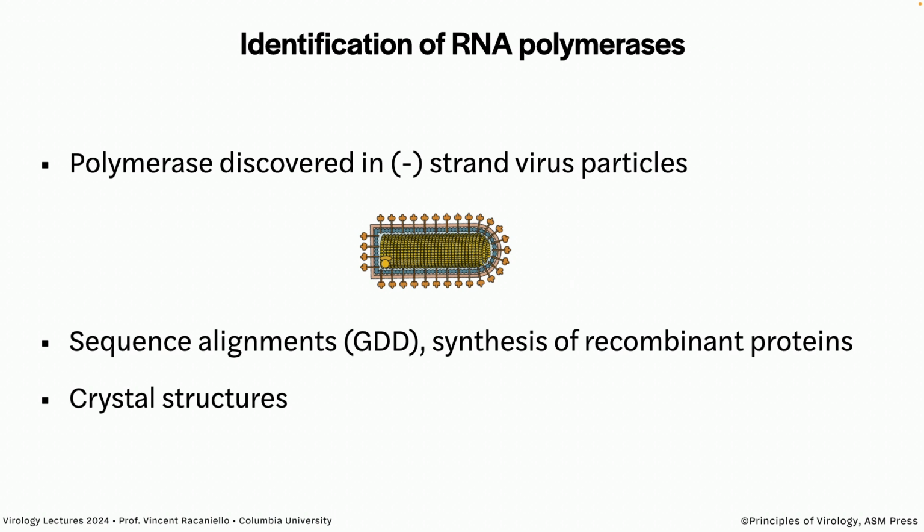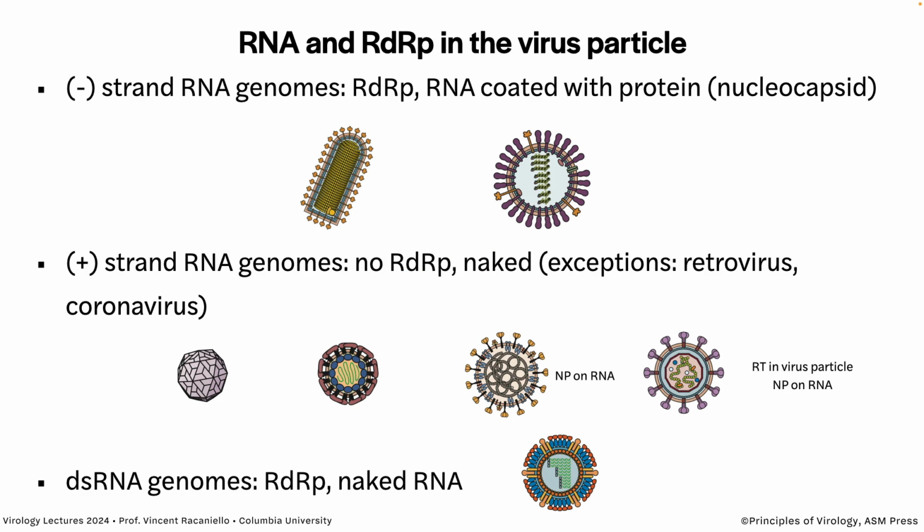And then you can take the gene encoding that protein, synthesize it on its own, and show that it has polymerase activity. And then you can also solve the structure of the protein. I have actually crystal structures here. That's not necessary anymore. You can do cryo-EM, molecular structure. So that could be crystallography or cryo-EM.